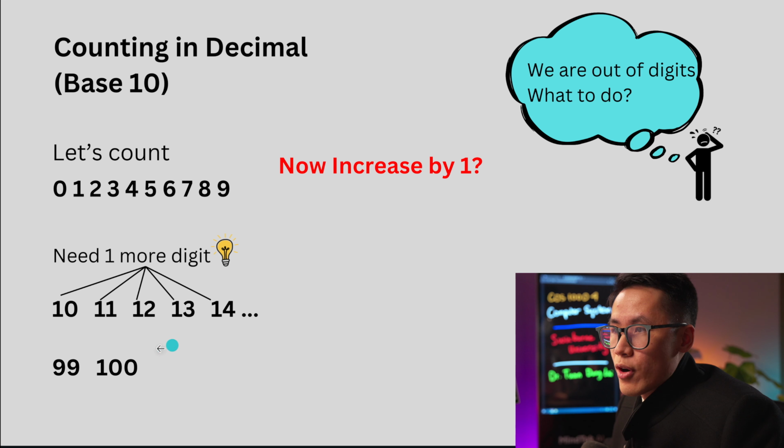Okay, so let's say from 99, if I want to increase by 1, how do I do that? Because I'm running out of digits, I will need to repeat the patterns by adding the digit 1, make it 3 digits, and then repeat the pattern 0, 0, 0, 1.